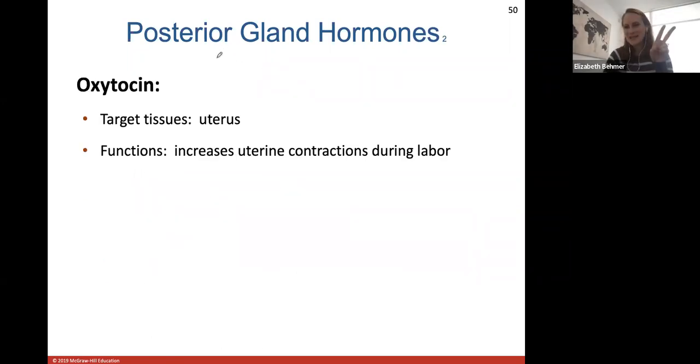Oxytocin is the second of our posterior pituitary gland hormones. It targets the uterus to increase uterine contractions during labor. Oxytocin acts through the positive feedback loop mechanism, meaning that levels of oxytocin continue to increase until the baby is born. So there's no turn off switch there.